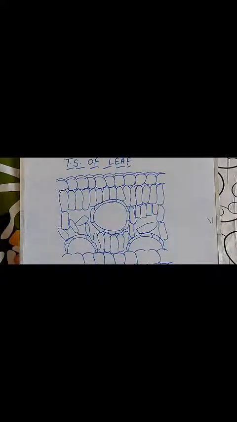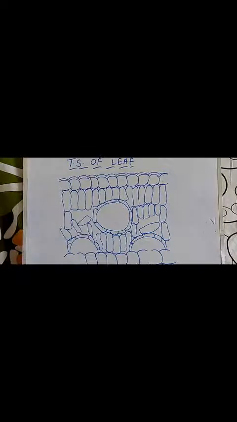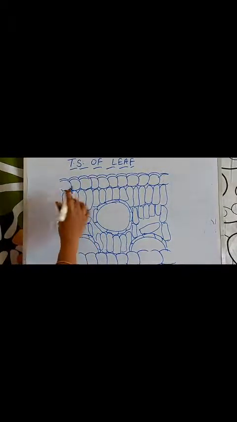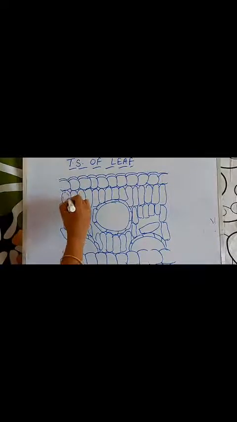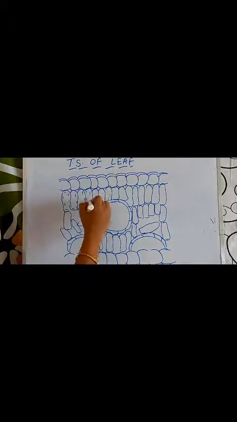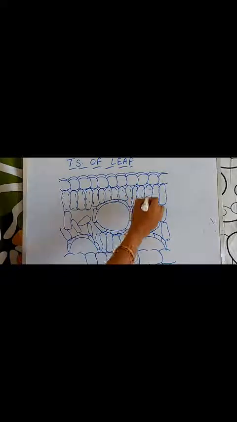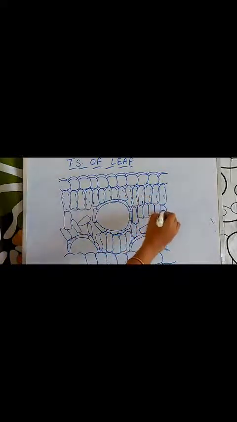Now you have to complete the tiers of the leaf like this, and after this, what you have to do is place the chloroplasts. This is the palisade parenchyma part, and here more chloroplasts will be present. You can mention the chloroplasts with the help of dots like this. Here more chloroplasts will be present.